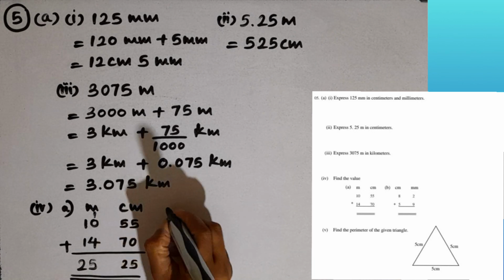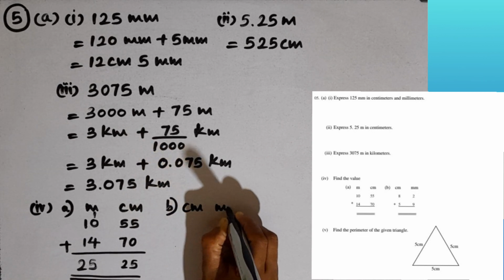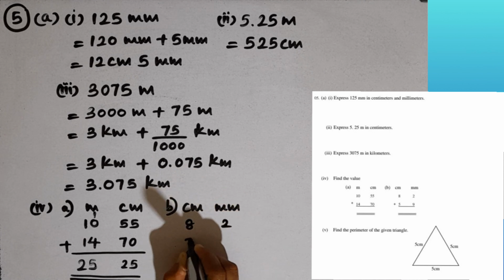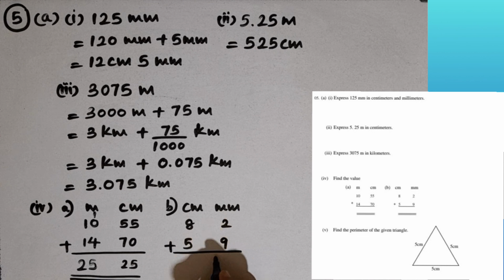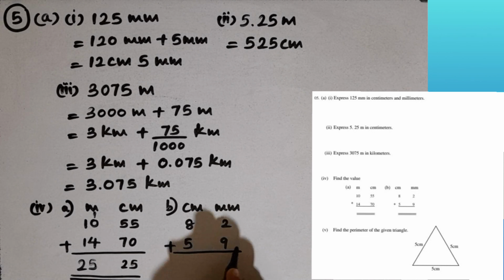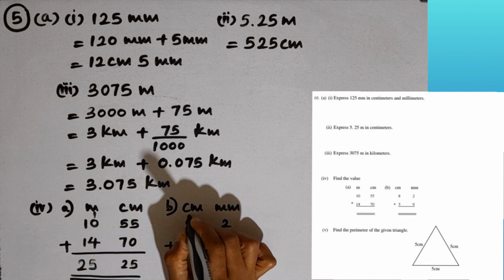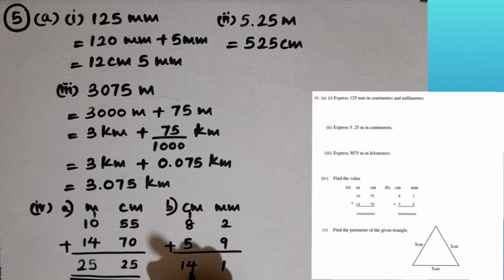Then another one, B. Centimeters, millimeters. 8 centimeter 2 millimeter, then 5 centimeter 9 millimeter, addition. Here the maximum amount is 9. 9 plus 2 is 11. So here also we can't keep that. We have to take 10 millimeters to the centimeter side. Then here the addition is 14. 14 centimeters 1 millimeter is the answer.